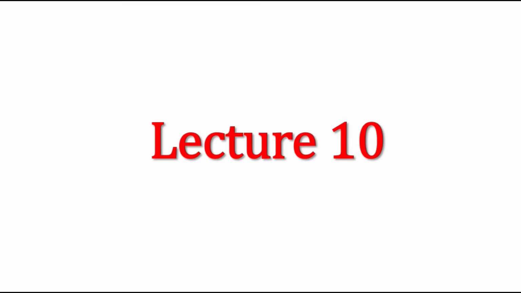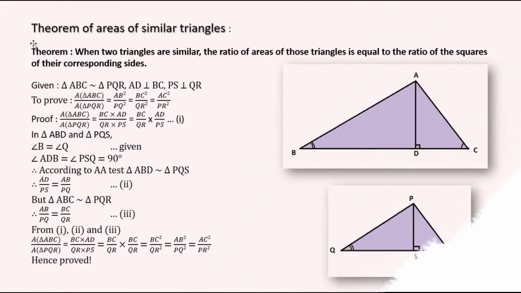Hello students, let's start lecture number 10. Now let's learn the theorem of areas of similar triangles. What does the theorem say? When two triangles are similar, the ratio of areas of those triangles is equal to the ratio of the squares of their corresponding sides.